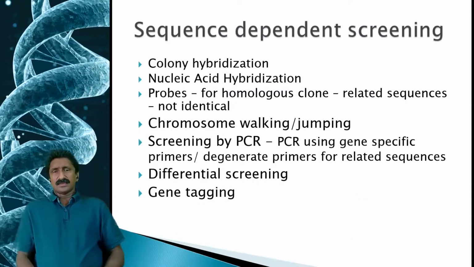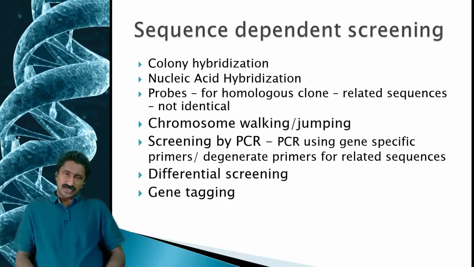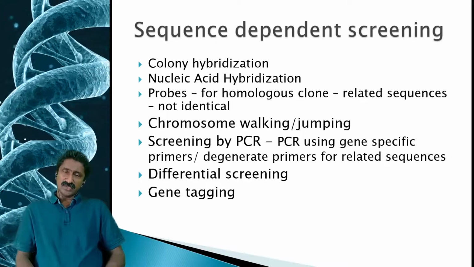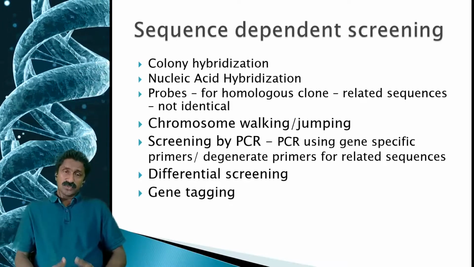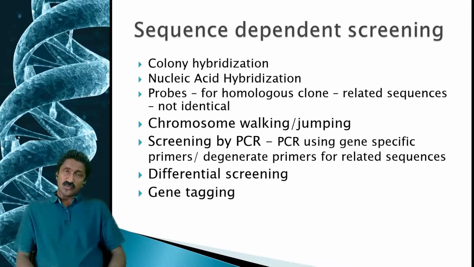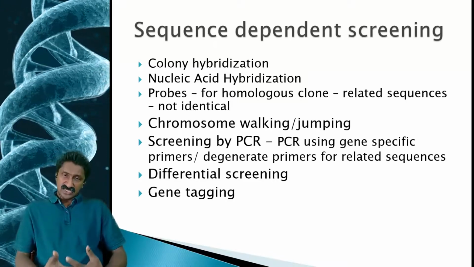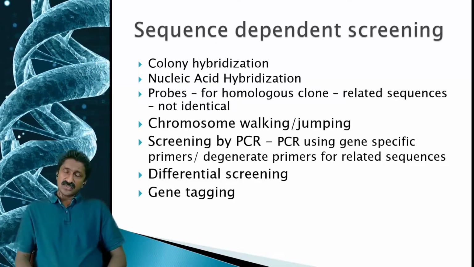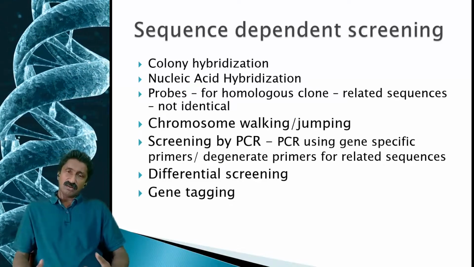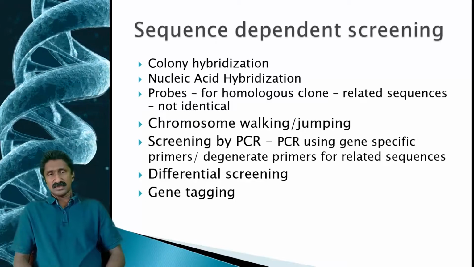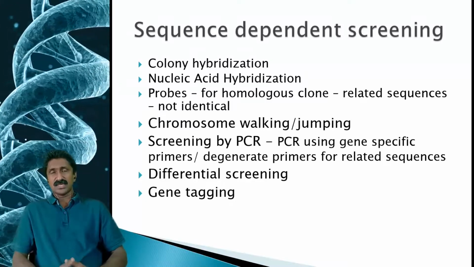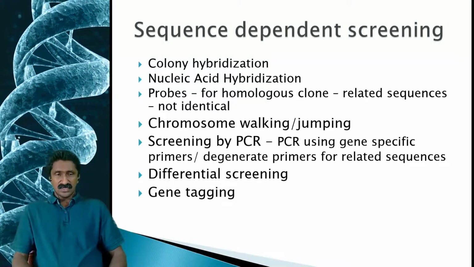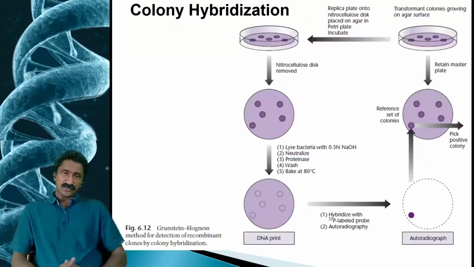There we have different sequence dependent screening techniques. One is colony hybridization, then nucleic acid hybridization probes, then chromosome walking methods, screening by PCR, then differential screening techniques, gene tagging. So these are all different sequence dependent methods, or DNA sequence based screening methods. And we can see them one by one.